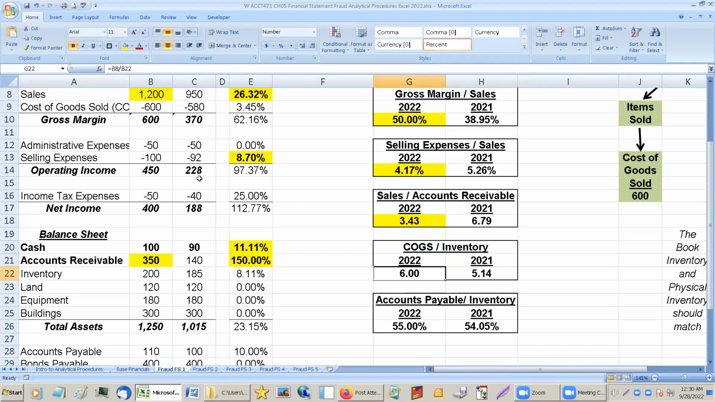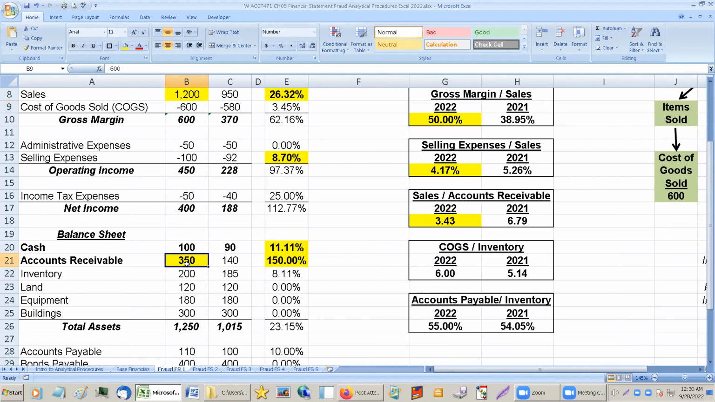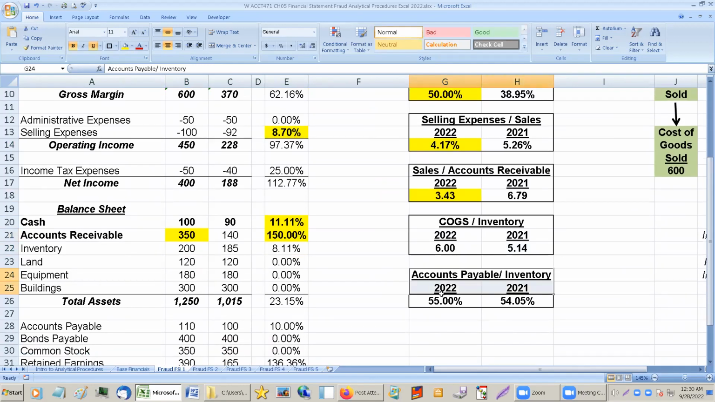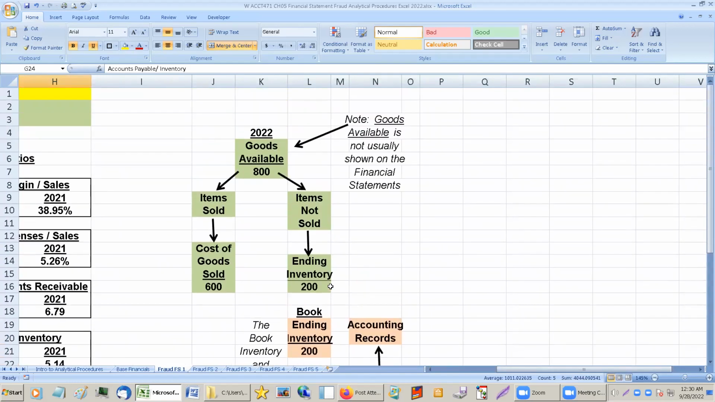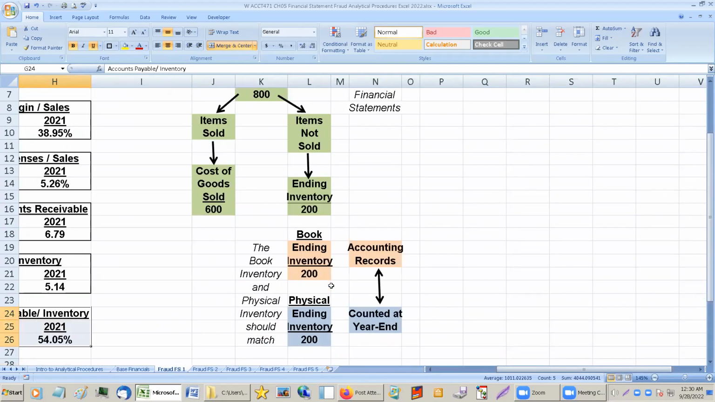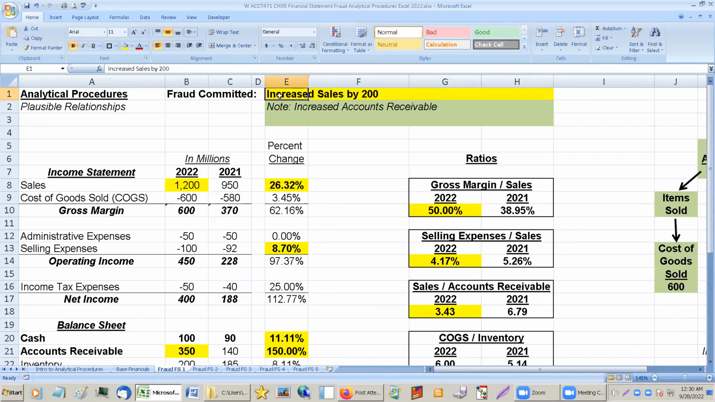Cost of goods sold to inventory: we didn't do anything with the inventory, so that one is probably fine. Accounts payable to inventory will be fine too. Coming over to the cost of goods sold, again, because they didn't do anything to the inventory, they'll probably be fine. The ending inventory on the books and the physical inventory, when you go out and take inventory, are probably going to be fine, because the fraud didn't include anything about cost of goods sold.